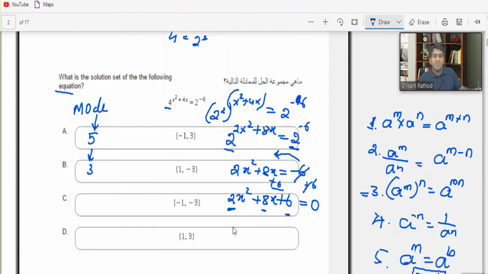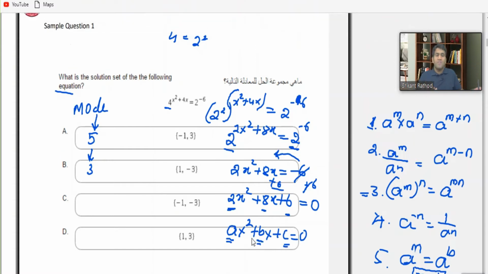That is, if I am comparing with the general expression, ax square plus bx plus c equal to 0, where a, b, and c are constants, and a is the coefficient of x square, b is the coefficient of x, and c is the constant term. Coefficient means a number or letter which is present along with x square or x and so on. Alright, so this is how we do it.